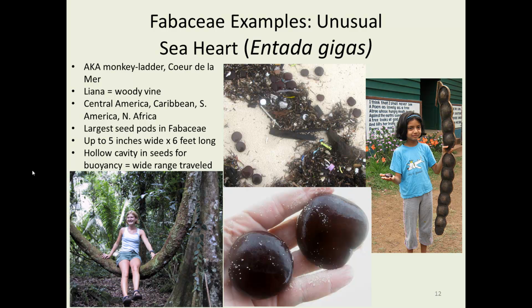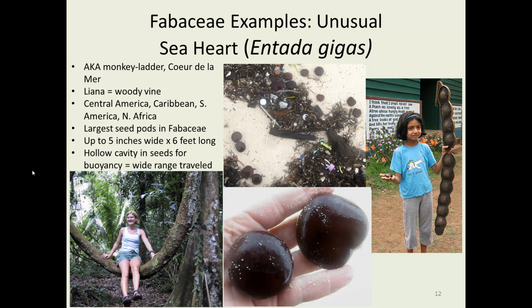Still another novel legume is the sea heart. It's called Entada gigas, which has the largest legume pod that anybody has documented. You can see a little girl holding that on the right, and she has a seed in her other hand. They say these pods can be as long as 5 foot. I don't think she's quite 5 foot tall, but it's still a darn significant looking pod.